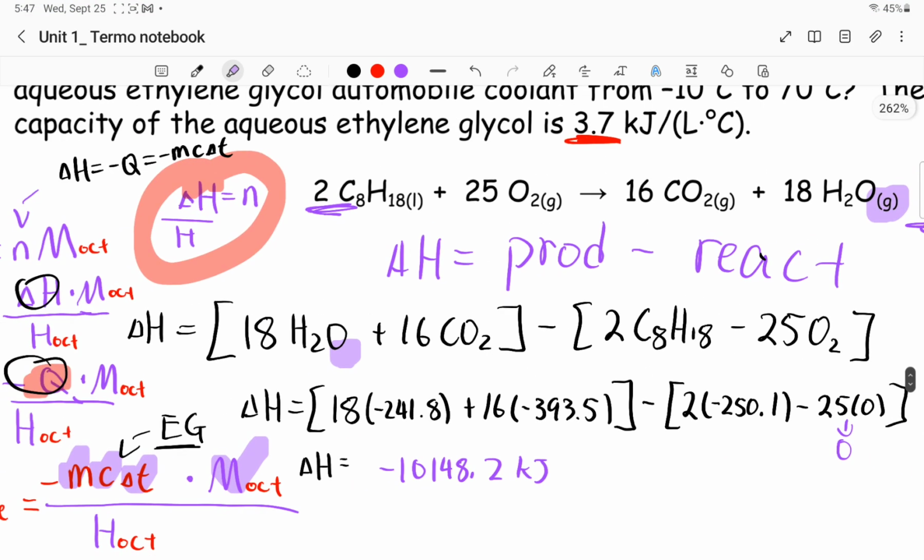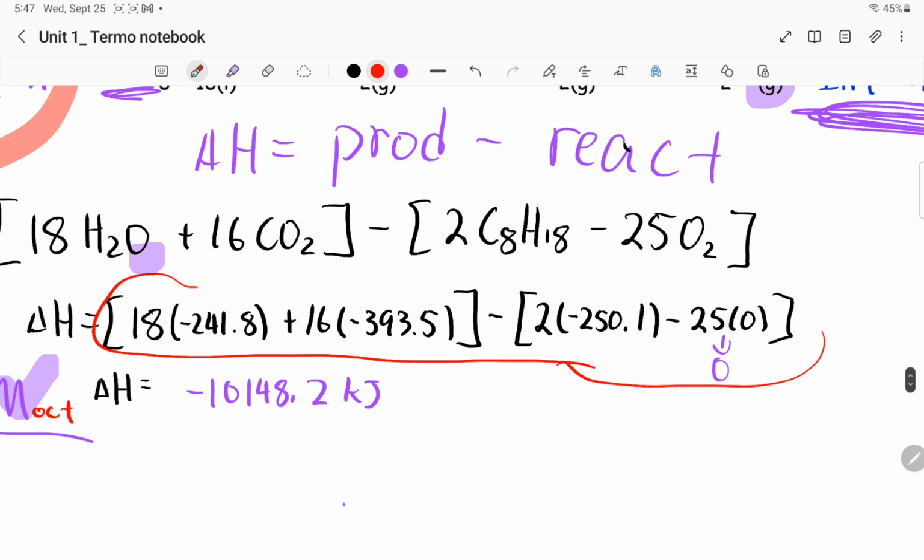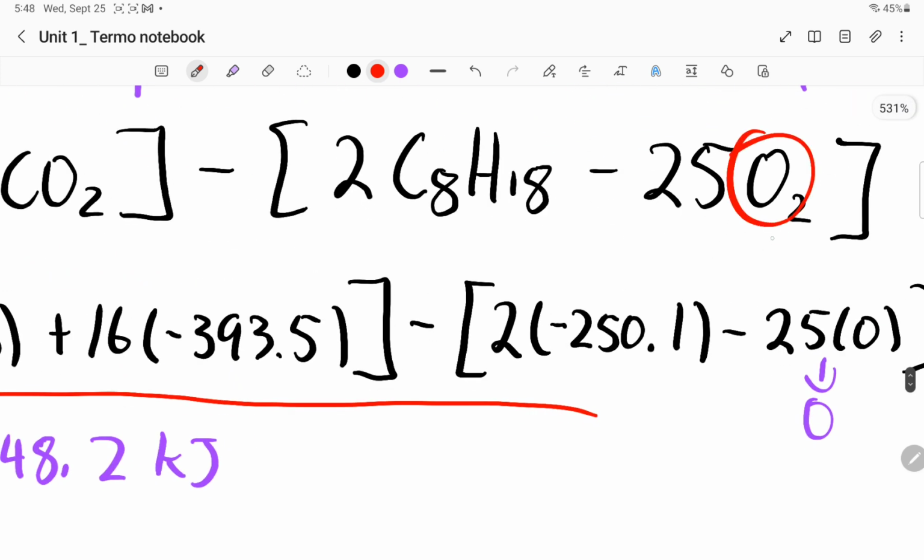Next up, I plug in my numbers. It's a big equation, so I skipped my units because it's too big. And we have to remember that when you have an element, its enthalpy of formation will be 0, because elements already exist. You don't form elements, they just exist in nature.